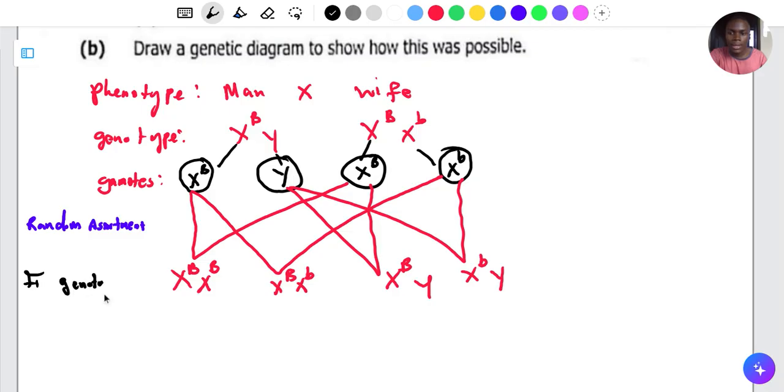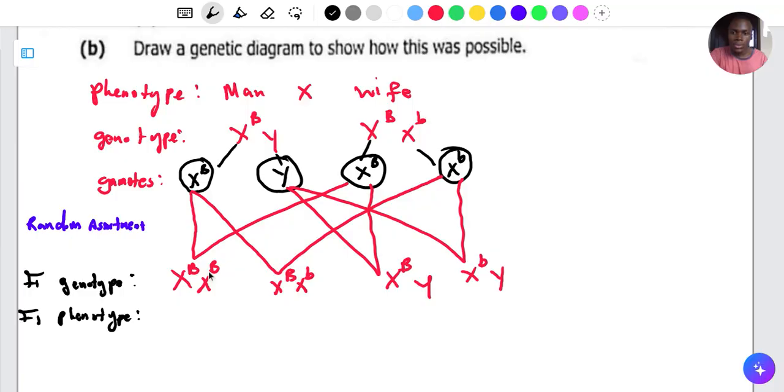Since they are alleles, so it is going to be the F1 genotype. Then the next step is going to be F1. Now here we need to specify: is it normal, or is someone having color blindness? So this one is called the F1 phenotype, where you specify the outward appearance of a living organism.